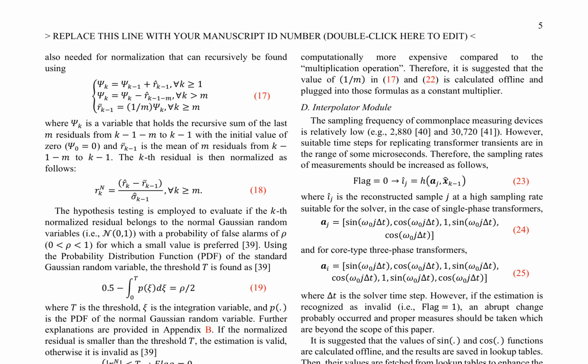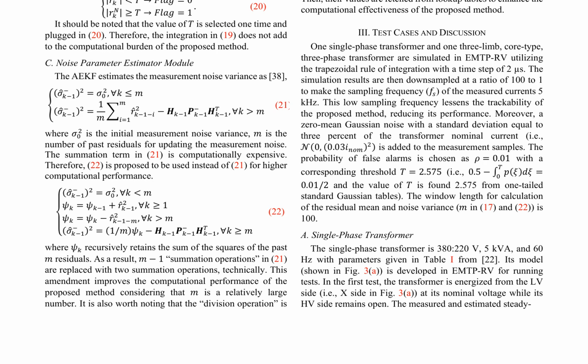This estimator employs an adaptive extended Kalman filter, AEKF, to estimate transformer states, which are then validated using a hypothesis testing approach. If the estimation is deemed invalid, it indicates an abrupt change in the transformer's operation, requiring further investigation. The AEKF module estimates the measurement noise variance and utilizes a recursive sum of the last m residuals to normalize the kth residual. A threshold t is determined based on the probability of false alarms, and if the normalized residual is smaller than t, the estimation is considered valid. Otherwise, it is invalid, indicating a potential issue with the transformer.